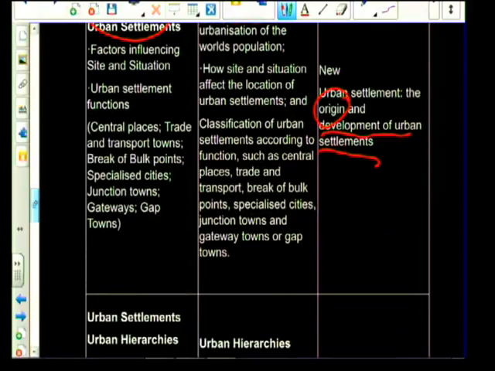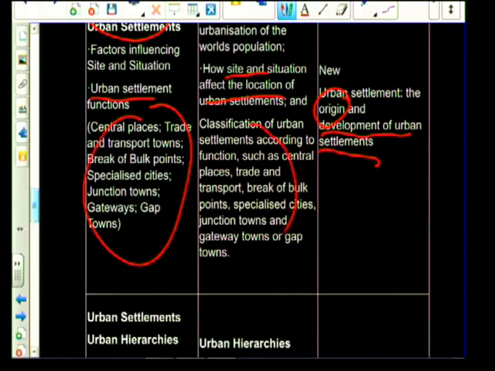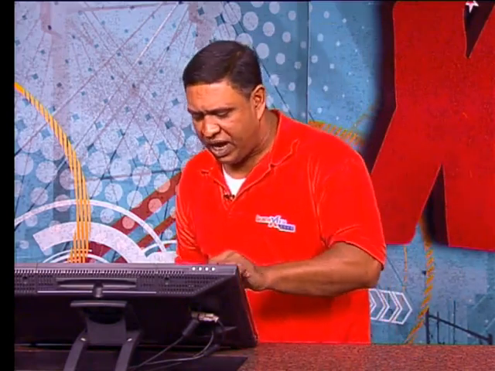Otherwise, if you look at it here, the same things: urban settlement functions, site and situation, location, all found on both sides. All right, the types of towns, you'll find it here. So nothing has changed with regard to those aspects. All the different types of towns are all mentioned for you. Okay, let's look at the next section, which talks about urban settlements and urban hierarchies.